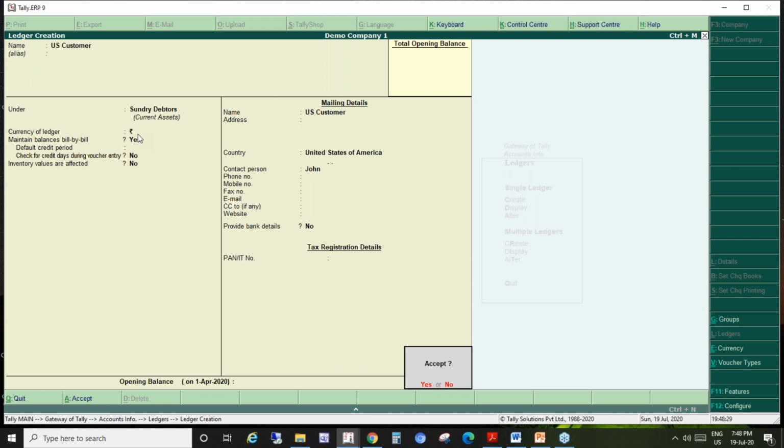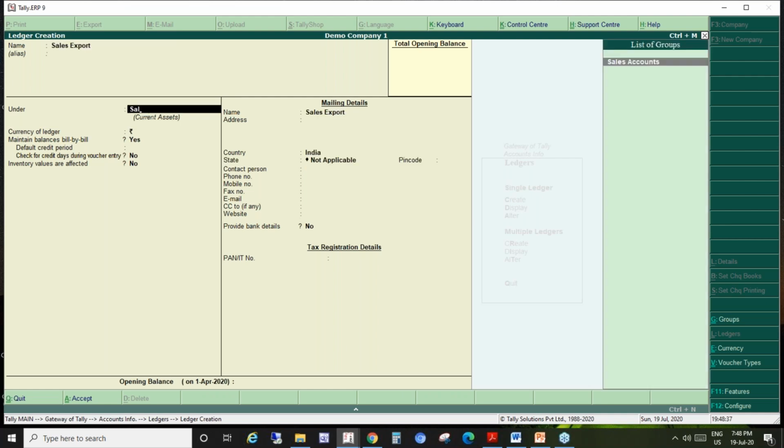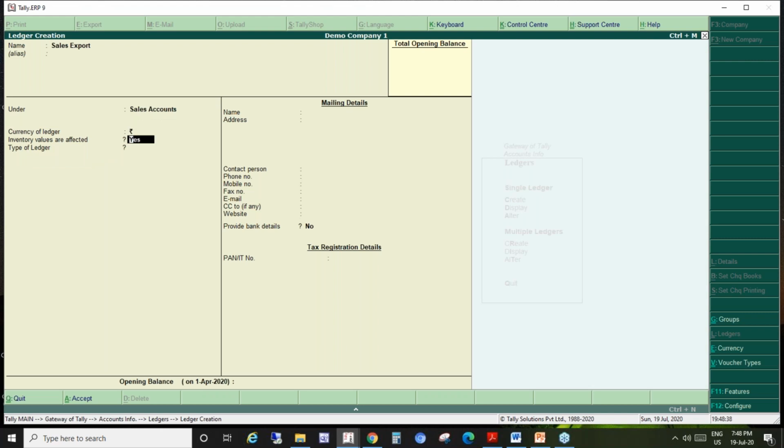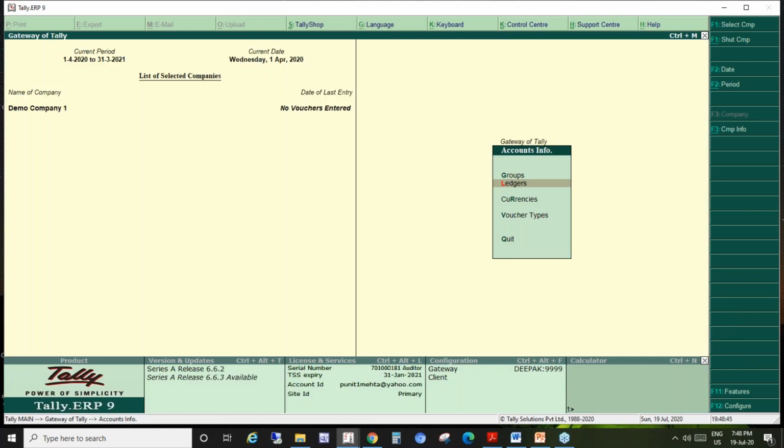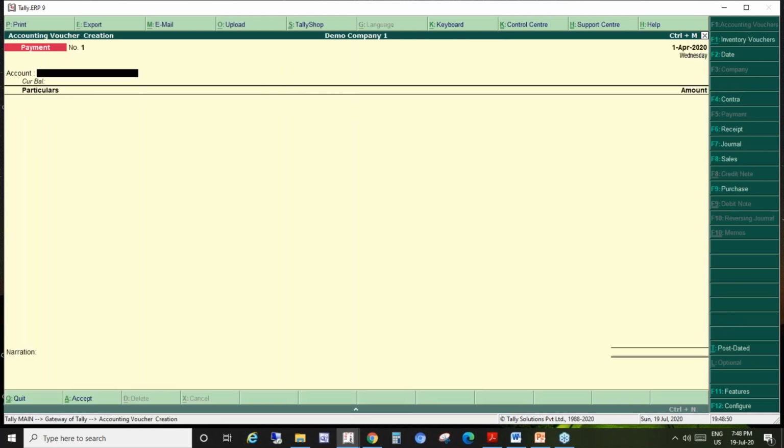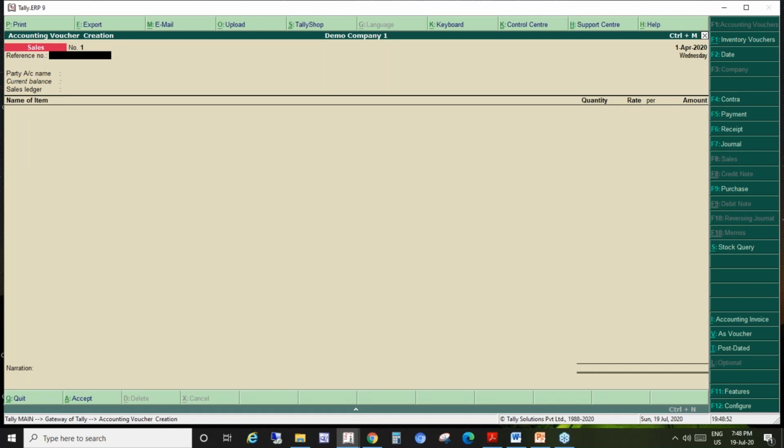Right. I will also create sales export under sales account. That's it. My base things are over. What are the requisite things I require? I will go to the sales transaction.